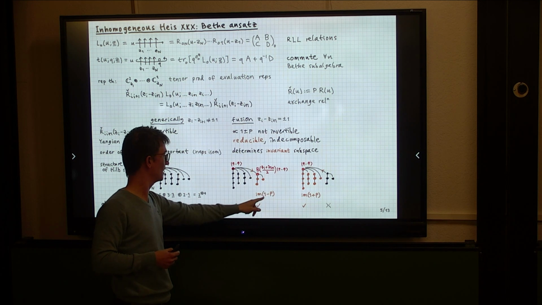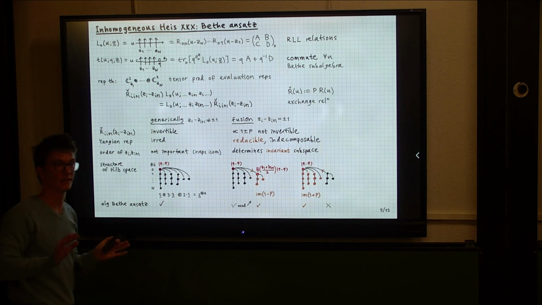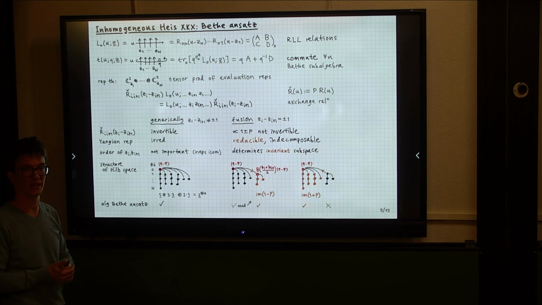So this is the image of this projector here, and in this small space everything is fine. It's an invariant subspace. We just have a good action of the Yangian defined on it. We could do algebraic Bethe ansatz, no problem.